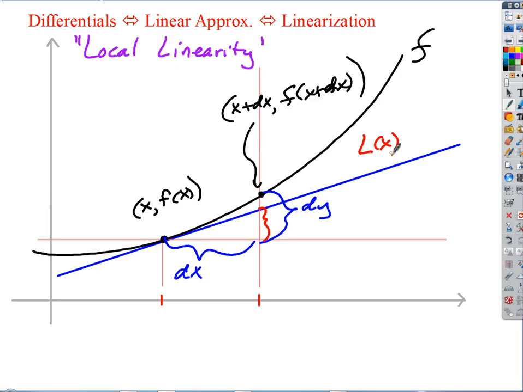Lines are easy to work with, though, right? The slopes don't change. It's really simple to calculate how much a line is increasing compared to a curve, right? So let's just do the math here. If we're going to call this, instead of dy, let's call this dl. What is dl? How could we find that? Any ideas?